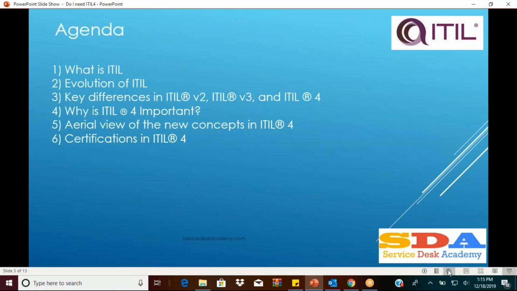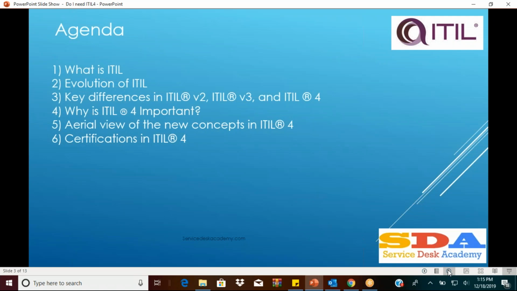We're going to talk about that evolution, and then we're going to talk about the differences in ITIL V2, V3, and V4, and we will try to understand why those upgradations have happened from V2 to V3 and then V4. And then the fourth topic would be, why is ITIL 4 important? So we're going to have a quick view, why ITIL 4 is important.